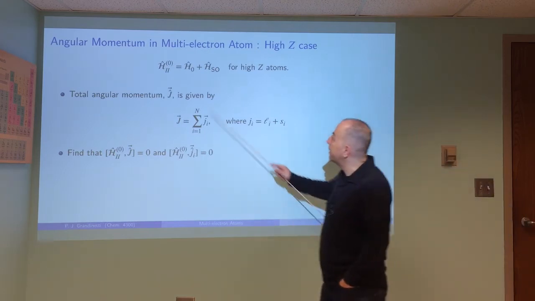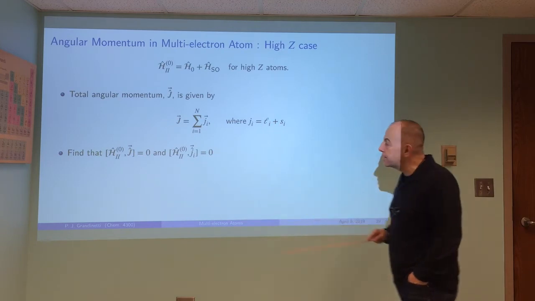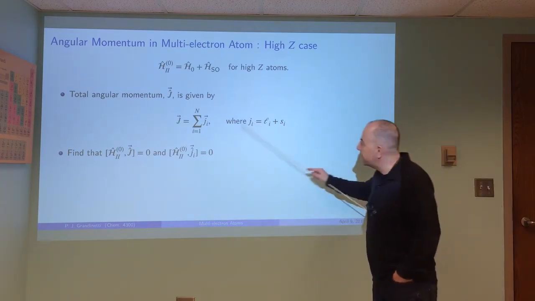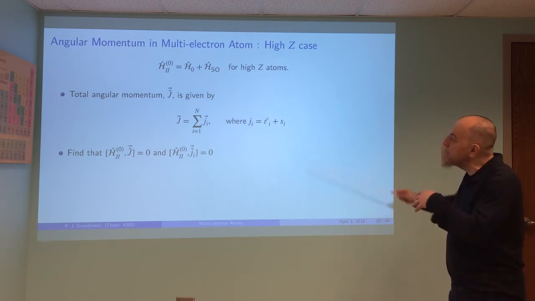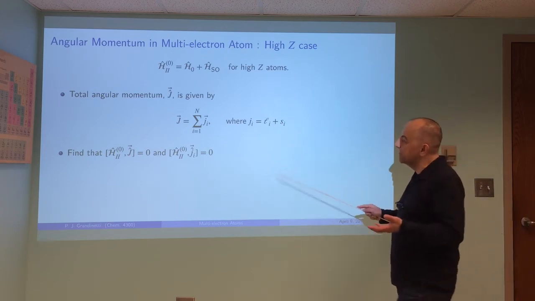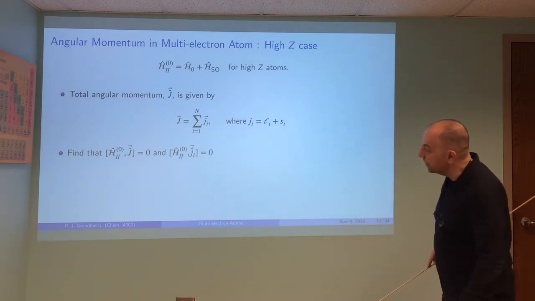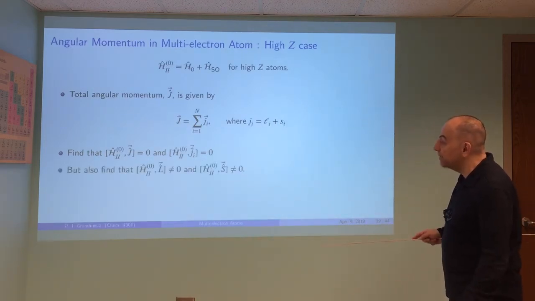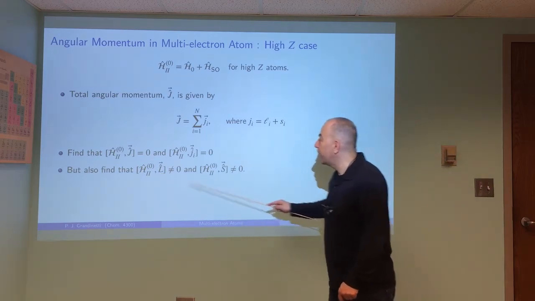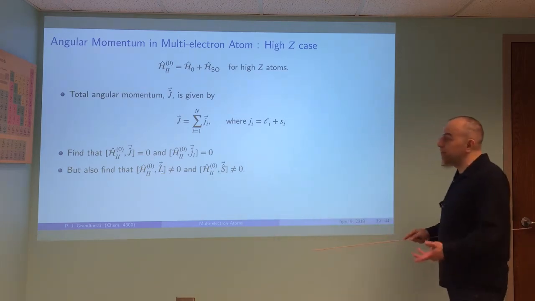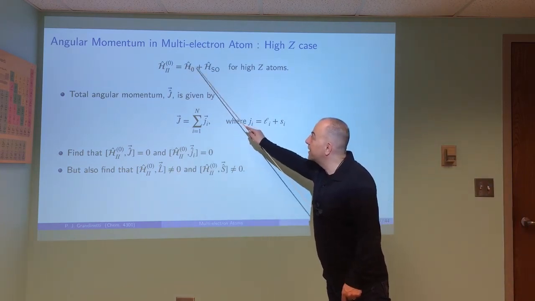We find that this zeroth order Hamiltonian commutes with J, so this is a constant of motion, and the individual J's are also constants of motion. That's what makes this the smart way of doing it, because you've identified the variables that are constants of motion. On the other hand, if you calculated the total L or the total S from the individual electrons, you'd find that those operators don't commute with this Hamiltonian.